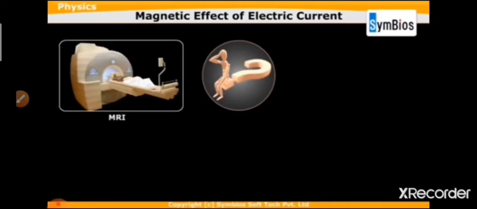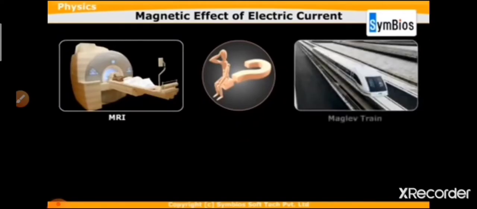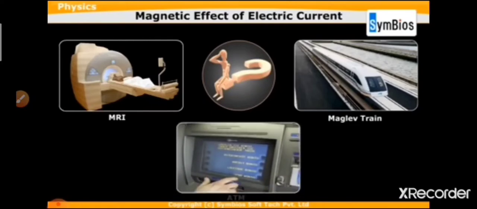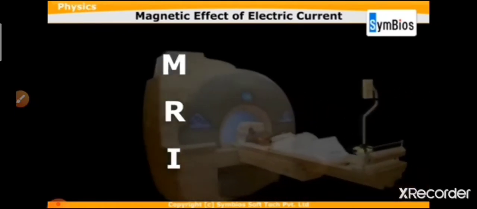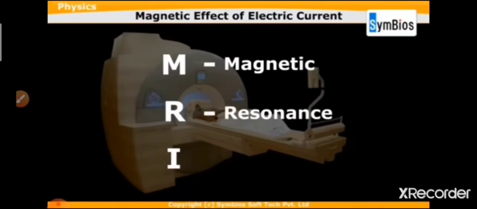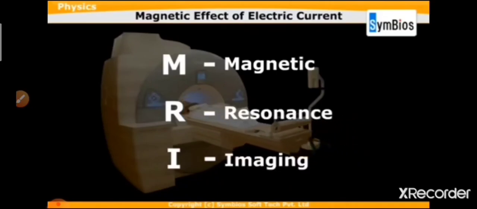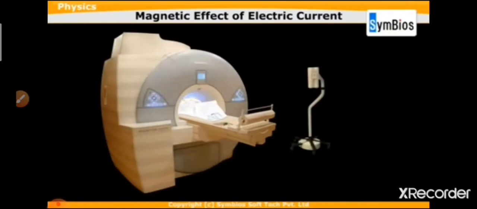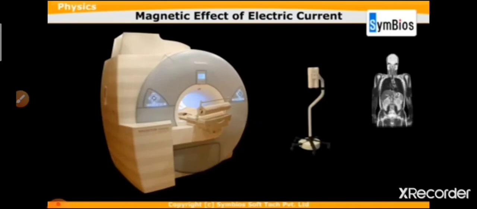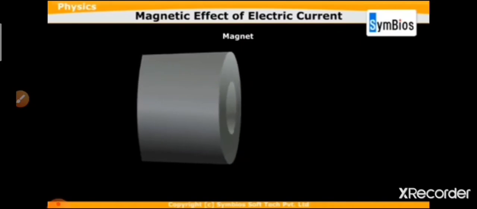MRI stands for magnetic resonance imaging. This type of scan uses magnetism to build up a picture of the inside of the body. An MRI machine has a large superconducting magnet through which electricity is passed. The magnetic field aligns the hydrogen atoms in the body to get an image of the required organs.